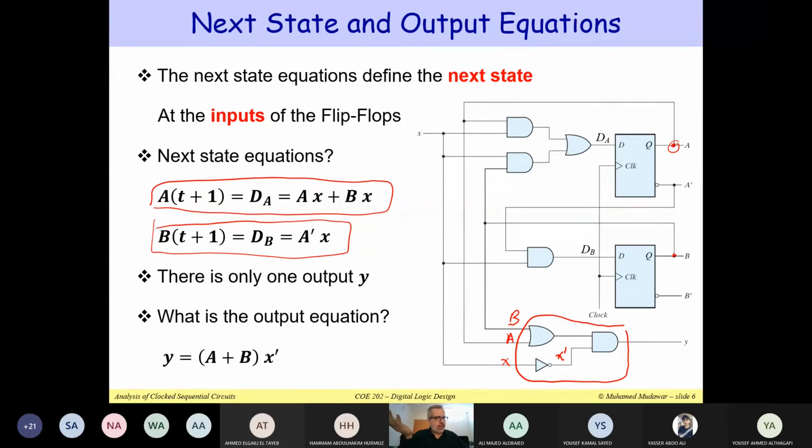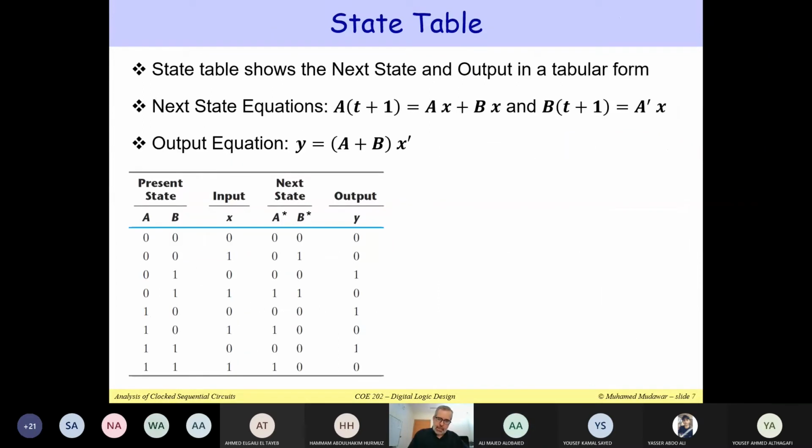Draw the state table. Yeah, state table. So the state table is what? The state table is like the truth table. In the case of combinational circuits, we use truth tables. So in the truth table, we place the input and we look at the output. In the case of sequential circuits, we use a state table. So the state table is like the truth table, but it's for a sequential circuit.